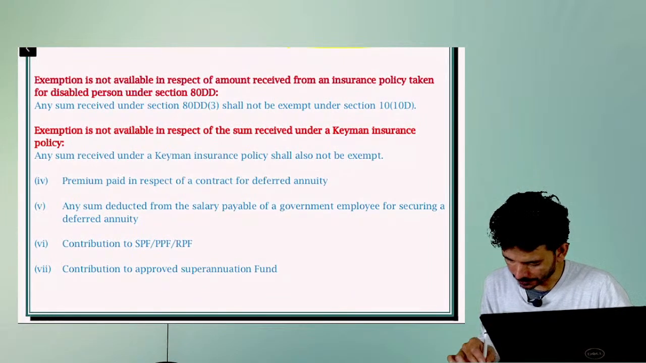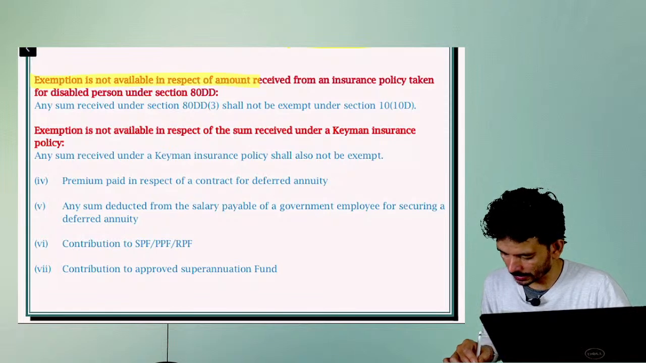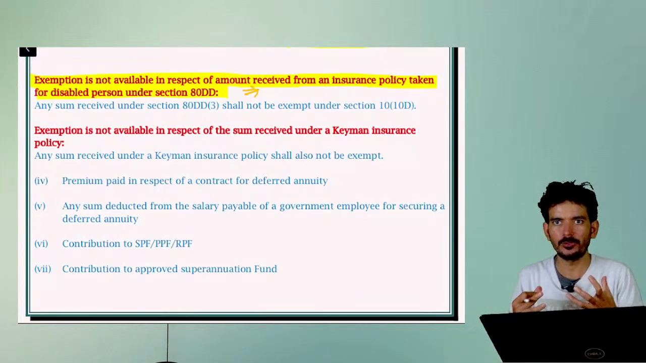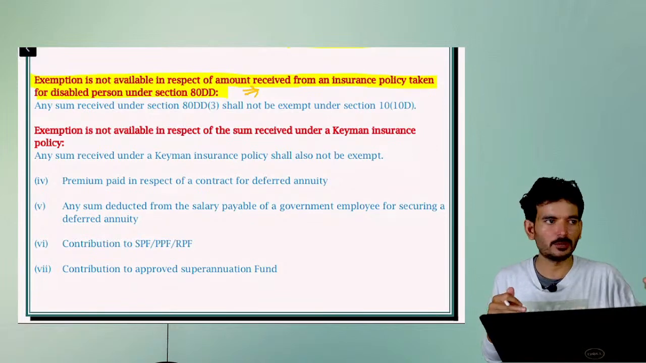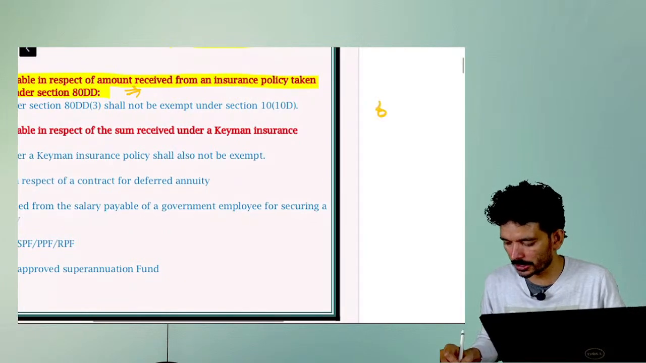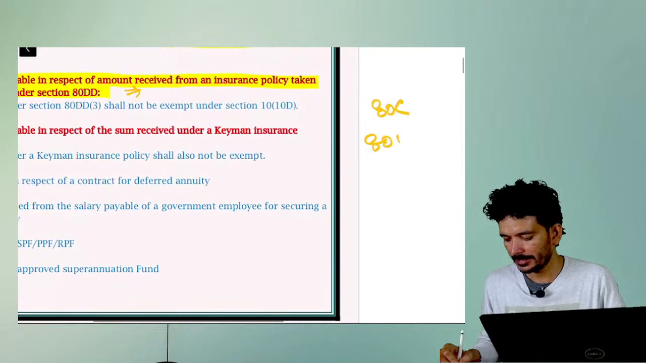Exemption is not available in respect of the amount received from an insurance policy taken for a disabled person under section 80DD. This I will also explain in a detailed way. It's just like a story, guys. You listen properly, you will understand it. So there is one section, 80C, which covers insurance policies.